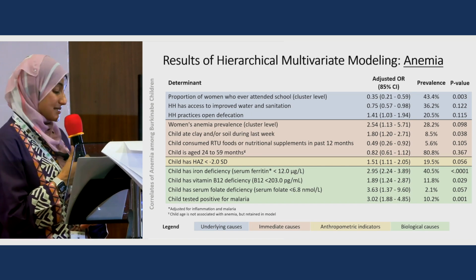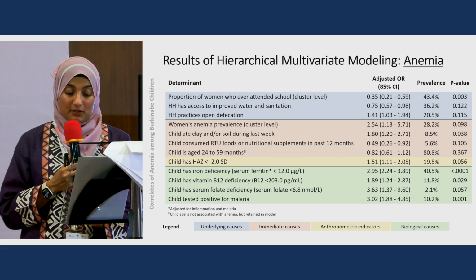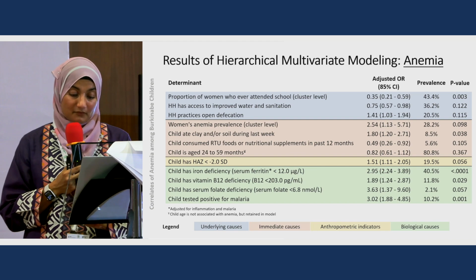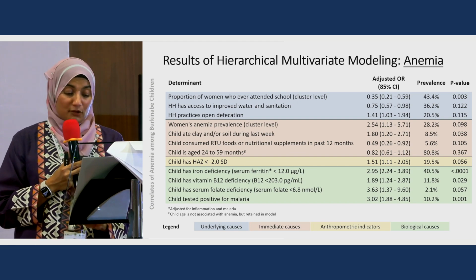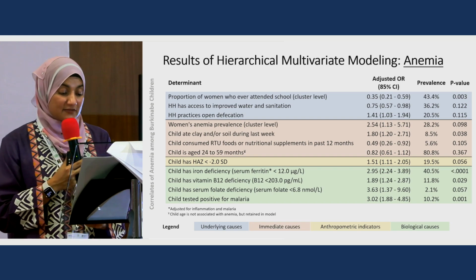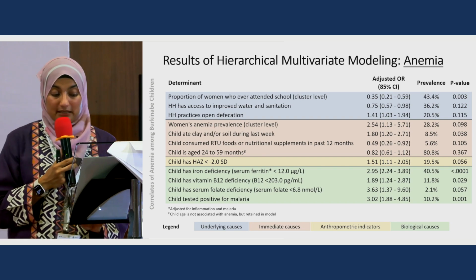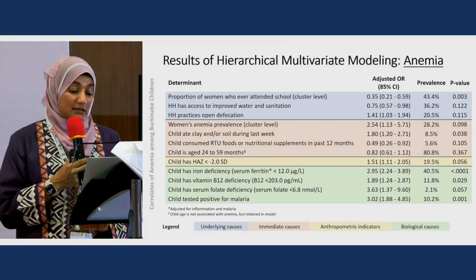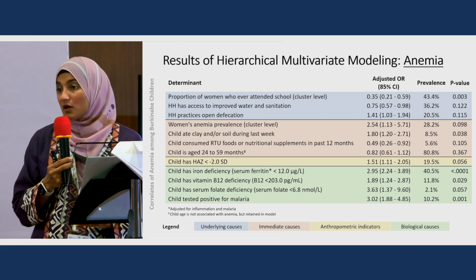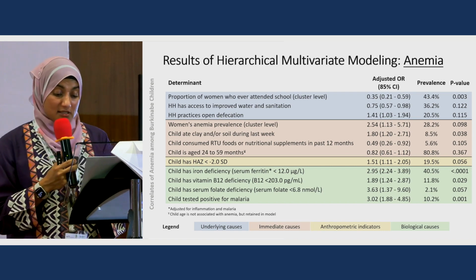A child having stunting was the only anthro indicator associated at the bivariate level, and it was also retained in the multivariate model. And of the several biological correlates that we identified at the bivariate level, only iron deficiency and vitamin B12 and serum folate deficiency were associated with anemia. And last but not least, we also saw that if a child had tested positive on a rapid test kit for malaria, the child had higher odds of anemia.